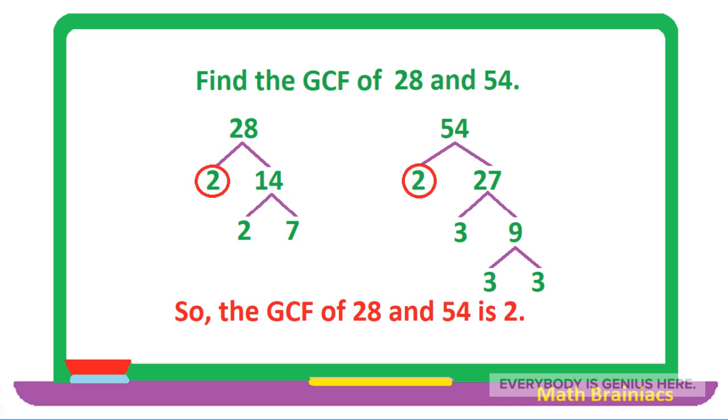However, if you find out that you have only 1 common factor on the given numbers, that is the GCF already. So, in this regard, the GCF of 28 and 54 is 2. It is easy, right?